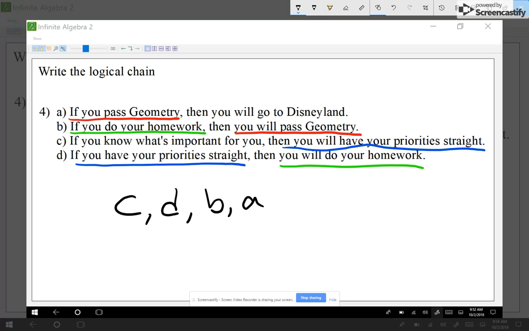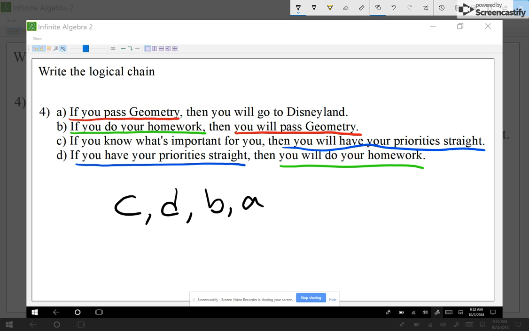I used different colors so we can kind of see. I used the red because B ends in red, and that's how A starts. So that's why I said B comes right before A. I used the blue to say, well, the way C ends is the way D starts. So I knew that C was right before D. And then lastly, I saw how D ended, and that's how B started. So that's how I know that D comes right before B.